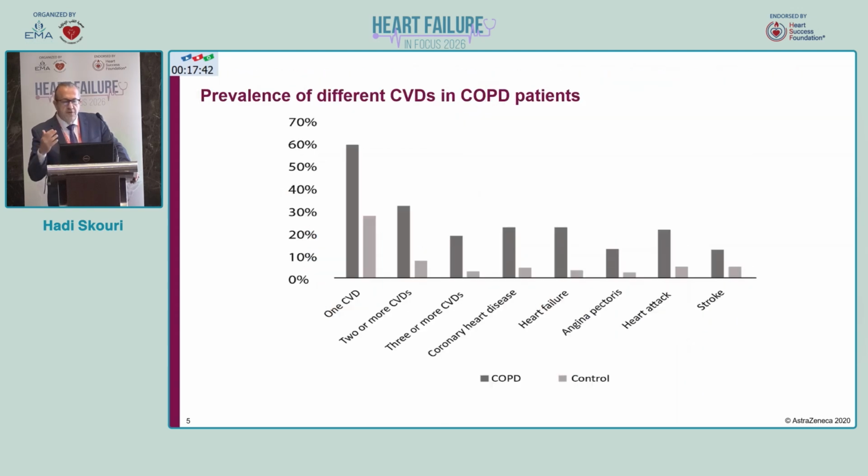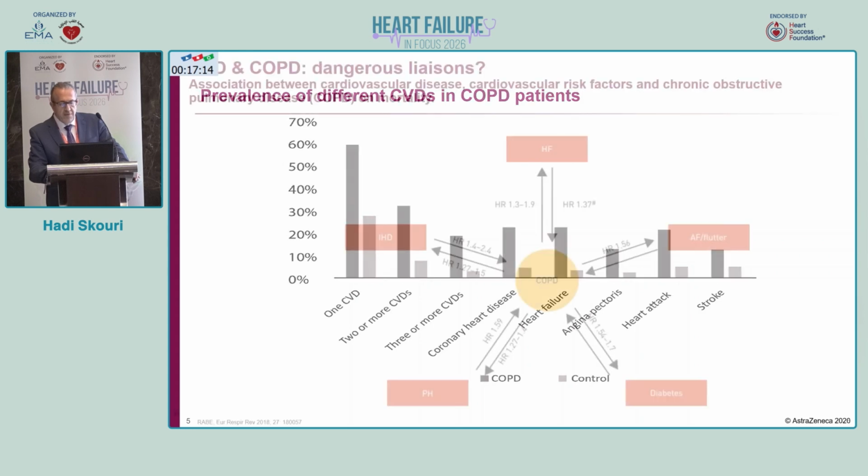The prevalence of cardiovascular disease in COPD is also important. Let's say 60% of COPD patients had at least one cardiovascular disease, around 30% have two or more, and around 15 to 20% have three or more cardiovascular diseases. 20% have coronary artery disease, 20% have heart failure, in addition to around 10% who have stroke. So it is very prevalent.